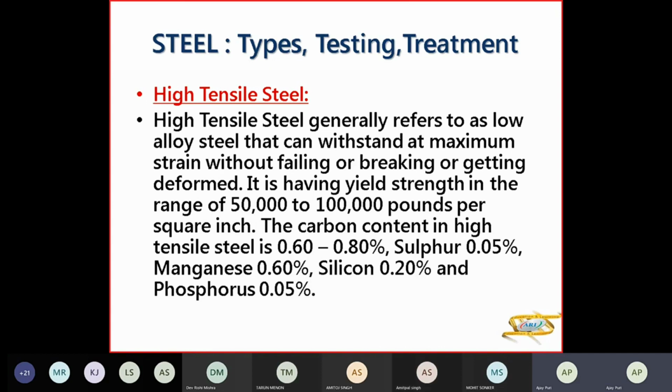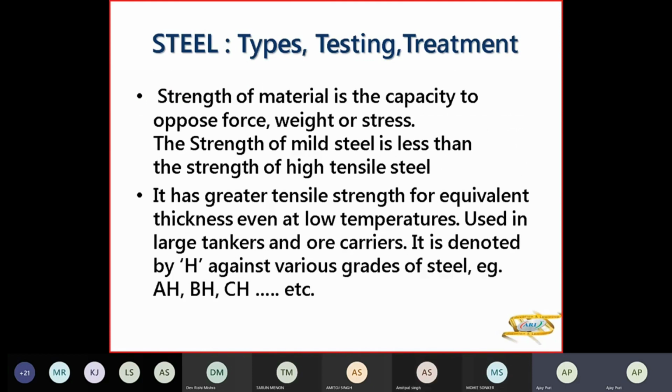Carbon content is high, that is 0.6 to 0.8. Sulfur content, again, as I said, in all steel, sulfur content is 0.05. Phosphorus content is also 0.05. It cannot be more, otherwise, when doing cutting and welding, it will have an explosive content. Manganese is 0.6, silicon is 0.2.